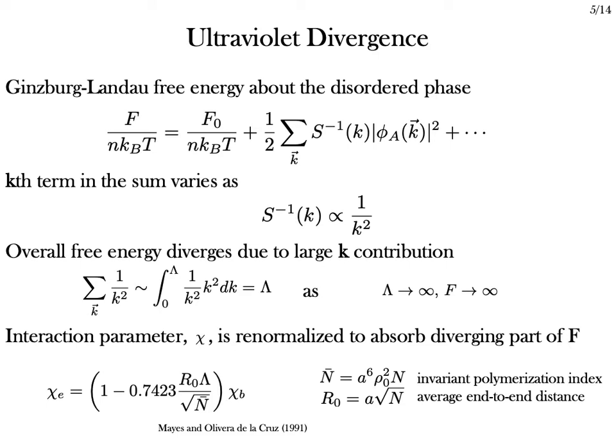You'll have to see Olivera de la Cruz 1991 for details, but the result is a renormalized interaction parameter, chi effective. The renormalization factor depends on the wave vector cutoff, lambda, as well as the invariant polymerization index, n bar. The factor becomes more significant for finer resolutions and also for shorter polymers. Now that we have all that out of the way, we can move on to some results.